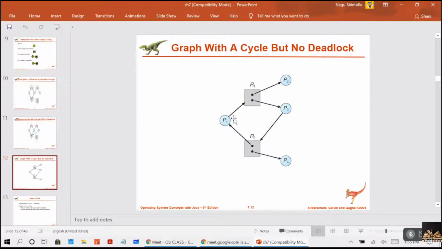Right? Because R1 is given to P1. After use, it will release both R1 and R2. Then after that, P3 will be completed, P4 will be completed like that. So this will never enter the deadlock state. You are understanding this? Here we have a loop, but there is no deadlock. Why? Because here I have more than one instance of the resources, and some of the processes are not hold and wait processes. Clear, guys?